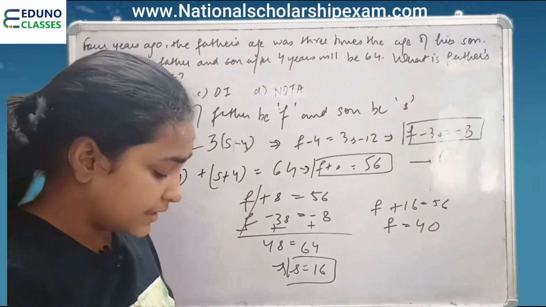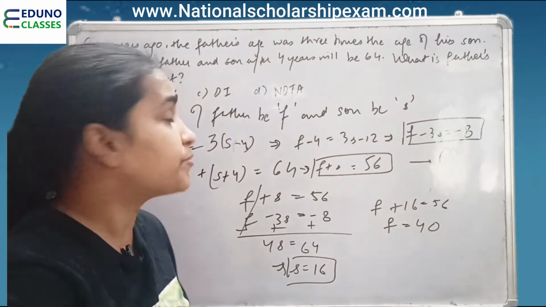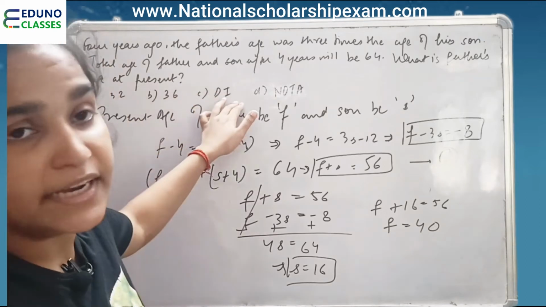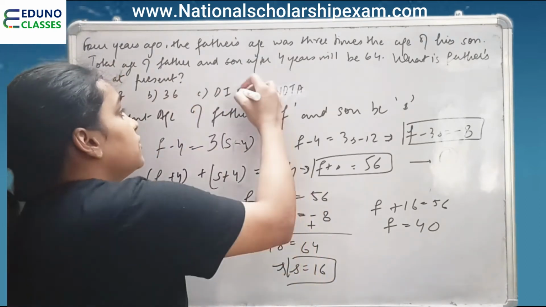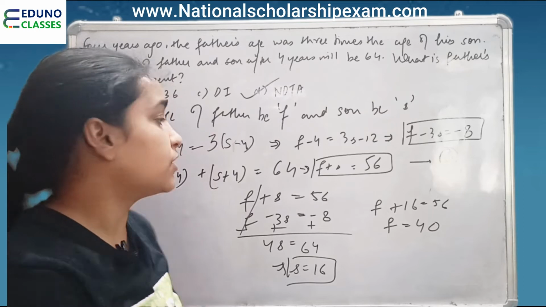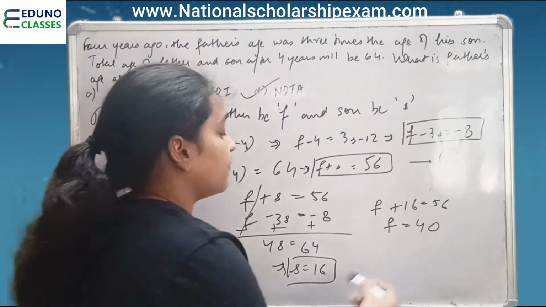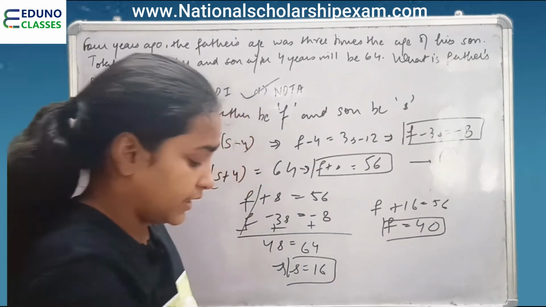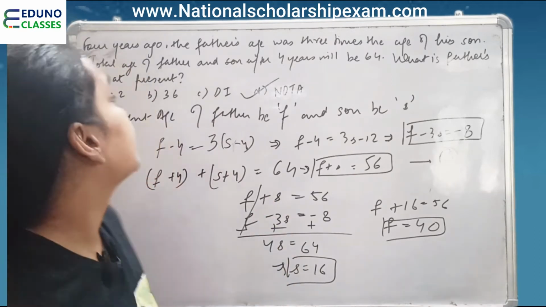So the answer is 40, but here we don't have that option. The options are 30, 36, data inadequate, and none of these. So none of these will be the correct answer because the age of the father came out to be 40. Now let us solve another question.